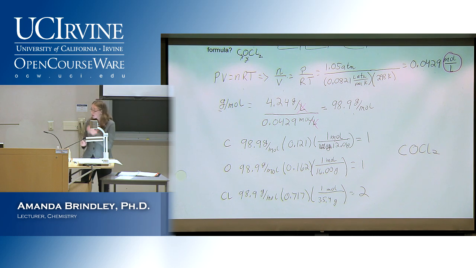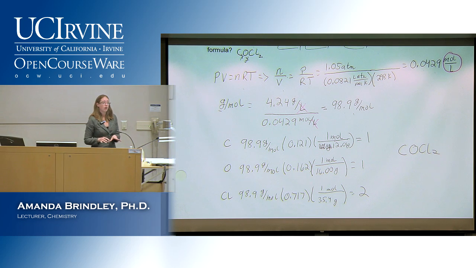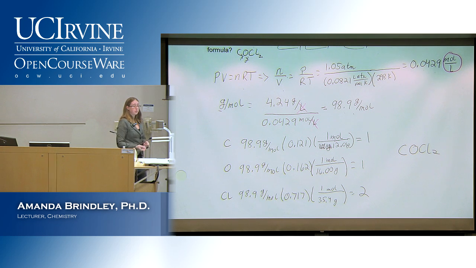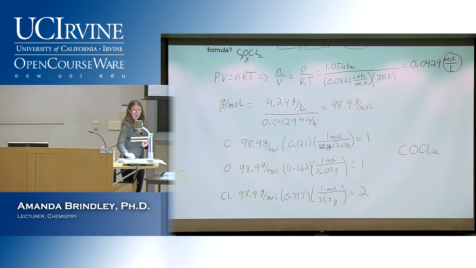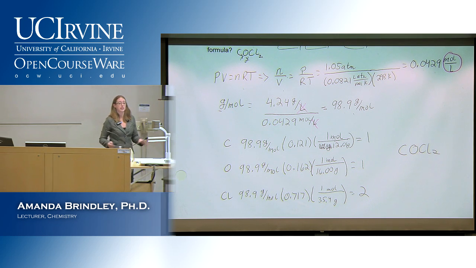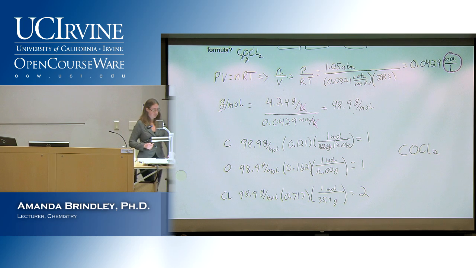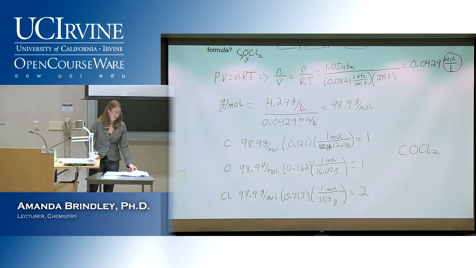COCl2. Now, if you had gone through the 100-gram sample version of this, what would you have ended up with at the end? You would have ended up with an empirical formula, right? And then you would have had to look at the empirical mass and the molecular mass and compare them. So you could do it that way, it's fine. I just think this way is a little bit easier, or at least faster. I suppose easier is subjective.